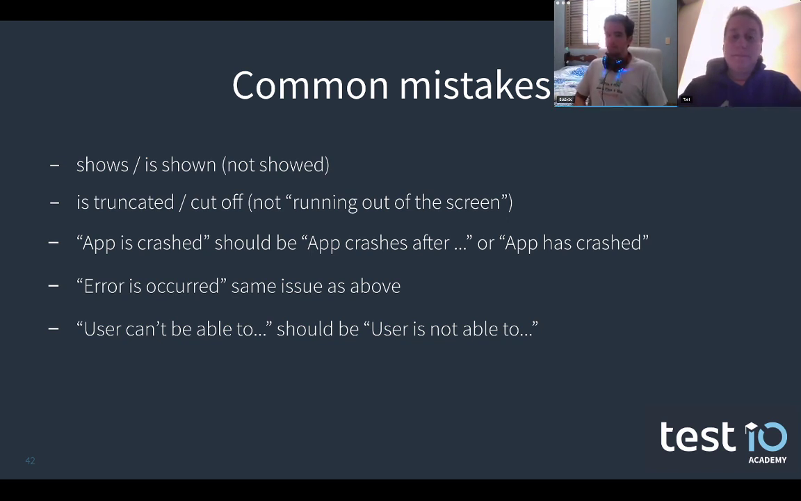A common mistake that I also see a lot is mixing past and present tenses in the same report. So for example, app is crashed or error is occurred. You're stating that something is happening or happened. So you either say the app crashes after you perform some steps, or the app has crashed after you perform some steps. Because if you say is crashed, your "is" is in the present tense and crashed is in the past tense. So it doesn't make much sense. This is how you should write in the correct form.